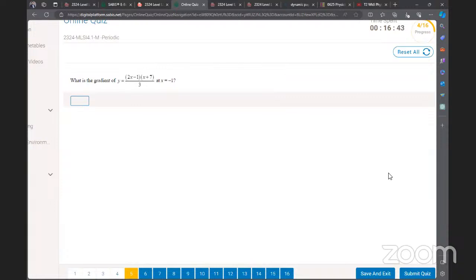What is the gradient? The gradient is the same word as slope, okay? So what is the gradient of y equal to (2x minus 1)(x plus 7) over 3 at x equal -1? We can make it easier by multiplying both brackets. So it will be 2x squared and 2x times 7, positive 14x. -1 times x, -x. -1 times 7, -7.